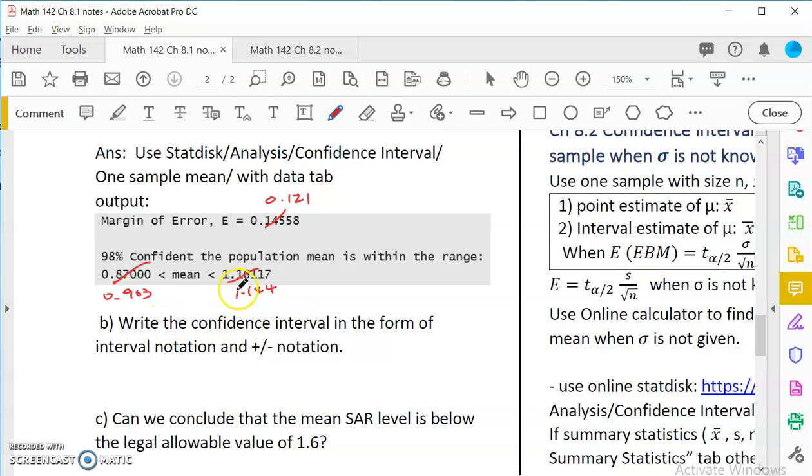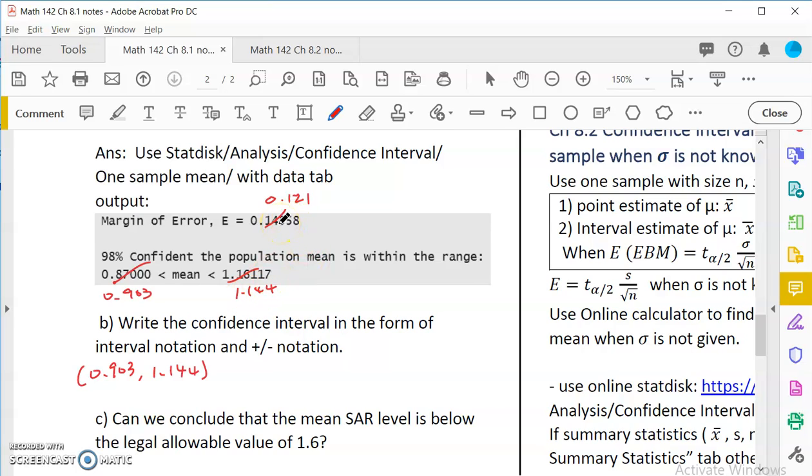Use the confidence interval in the form of interval notation and plus and minus notation. Interval notation is easy. It's the lower limit, comma, upper limit. So 0.903, comma, 1.144. That's called the interval notation. The plus and minus notation will be x bar plus and minus E, right?